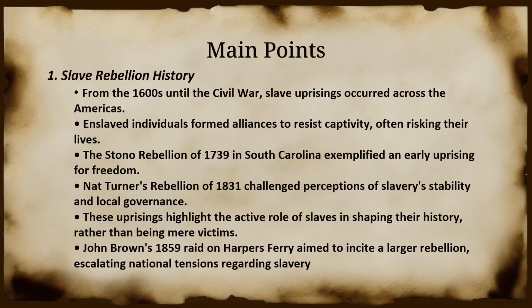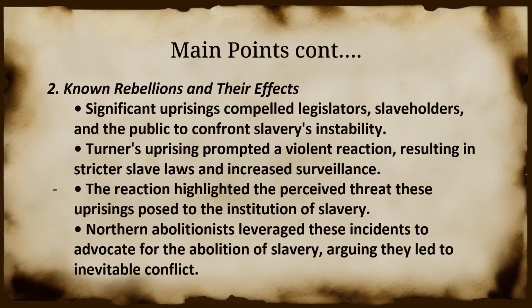John Brown's 1859 raid on Harper's Ferry aimed to instigate a larger uprising, further escalating the national debate over slavery. Legislators, slaveholders, and the general public were compelled to address these instabilities of slavery by significant uprisings. The violent reaction to Nat Turner's rebellion, which included stricter slave laws and more surveillance, demonstrated how seriously these actions endangered the system.